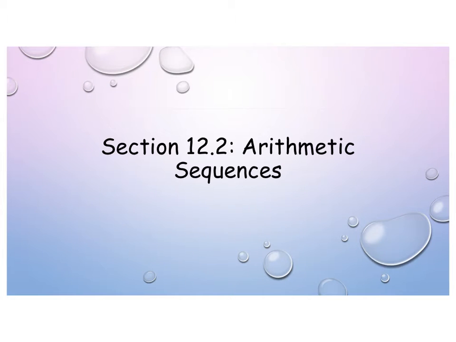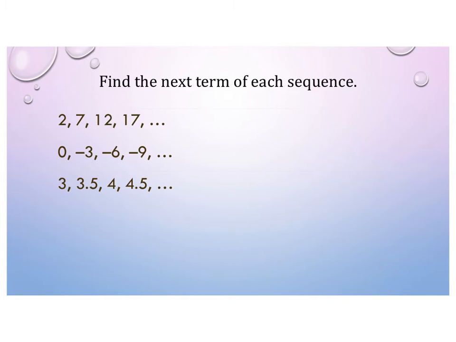Okay, now we're on 12.2, arithmetic sequences. Find the next term of each sequence. To go from the first term to the second term, I would add 5. From 7 to 12, yep, 5 again. 12 to 17, yep, 5 again. So this is an arithmetic sequence, which means for my next term, I just add 5. So my next term is going to be 22.